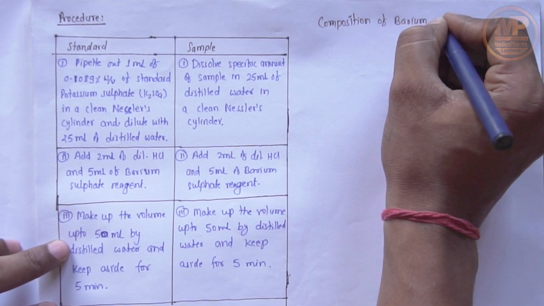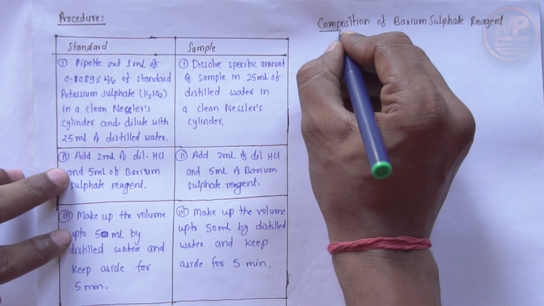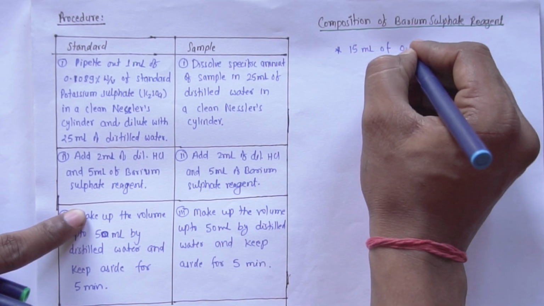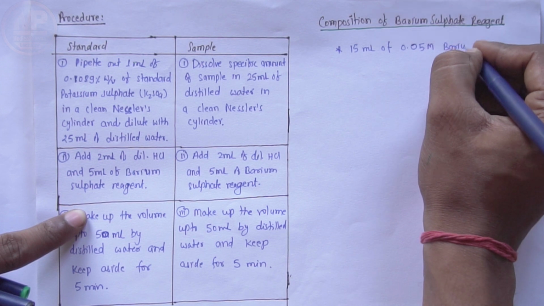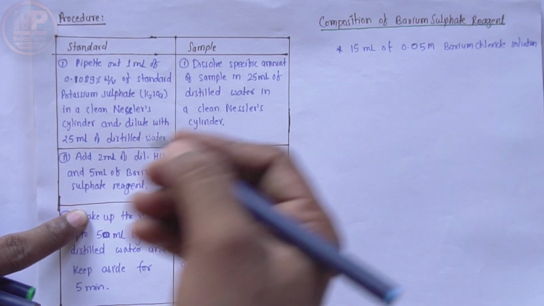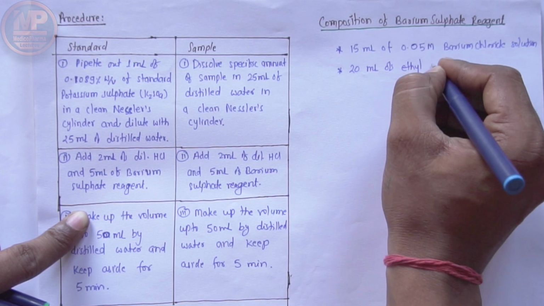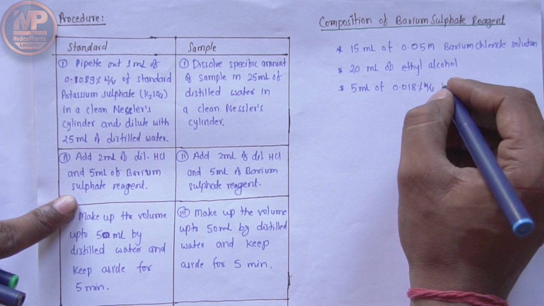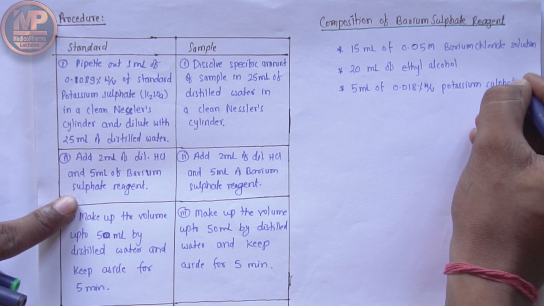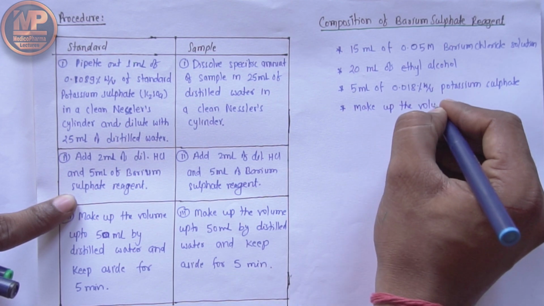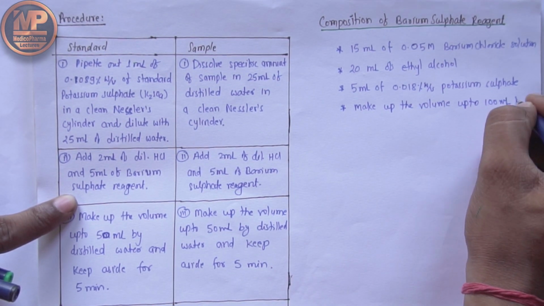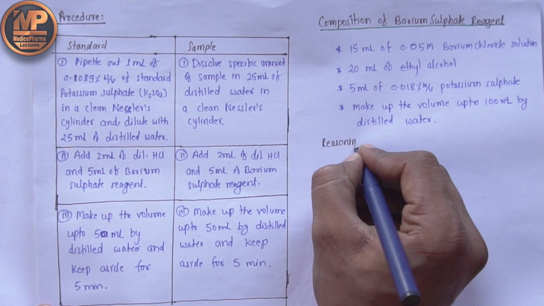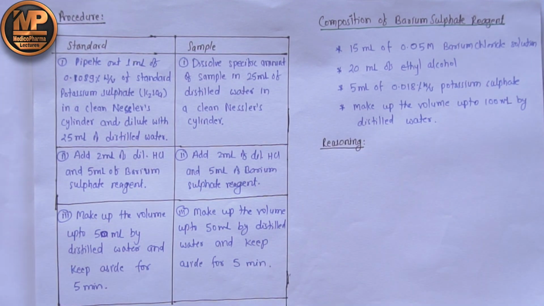Now coming to composition of barium sulfate reagent. Okay. So barium sulfate reagent comprises of 15 ml of 0.05 molar barium chloride solution plus 20 ml of ethyl alcohol plus 5 ml of 0.018% weight by volume of potassium sulfate, and finally make up the volume up to 100 ml by distilled water. So this is the composition of barium sulfate reagent. Now we will write the reasoning under same composition of barium sulfate reagent.